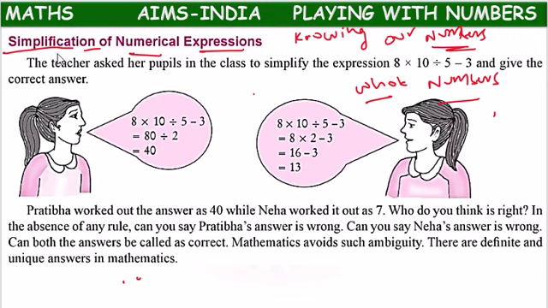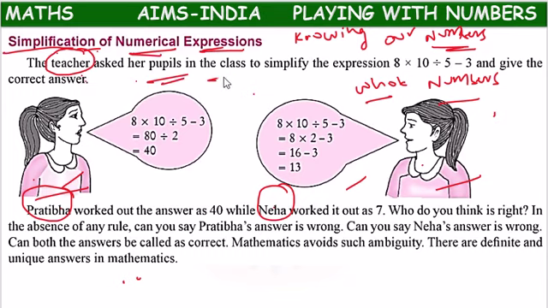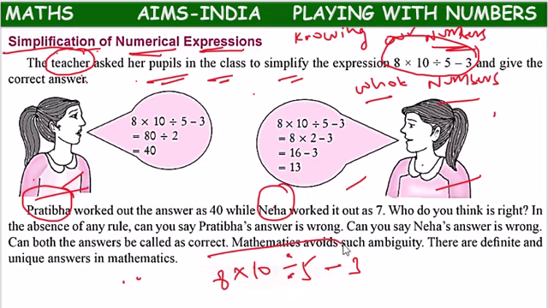So here, simplification of numerical expressions. Suppose the teacher asked her pupils in the class. Here you can observe two students. First student name is Pratibha and second student name is Neha. The teacher asked her pupils, means students in the class, to simplify the expression 8 into 10 divided by 5 minus 3. This question is given to the pupils.